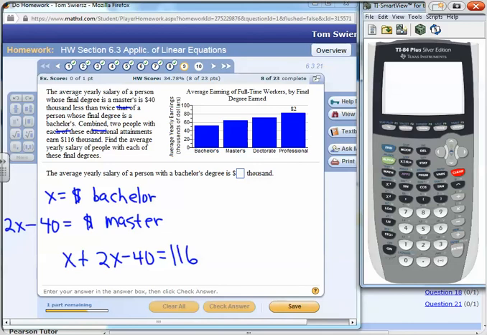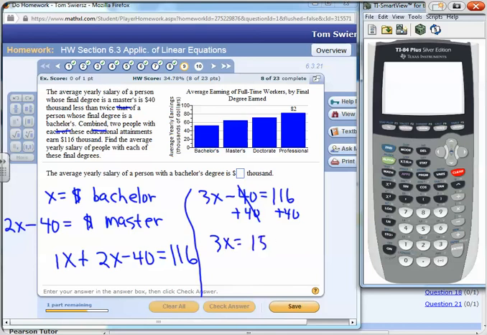116,000, or just 116. All right, simplifying, this is 1x, right? 1x plus 2x is 3x, minus 40 equals 116. We would add 40 to both sides. So then this gives us 0, so 3x equals 156. Divide both sides by 3. Use your calculator if you need to, and it's 52.